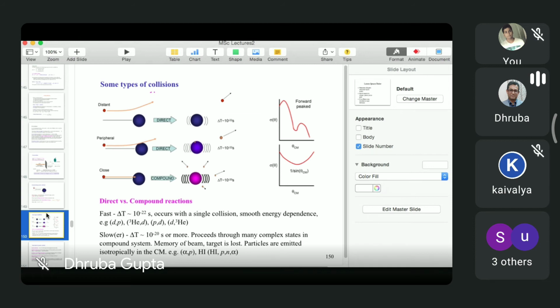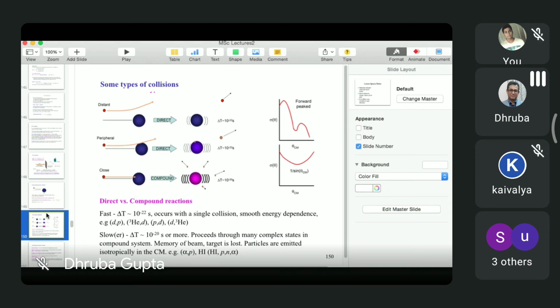But for the direct reaction, that is the upper one, it is forward peaked. It's a very instantaneous process. So it hits and some other particle goes out. I will discuss what types of direct reactions might happen. Forward peaked means that most of the particles are emitted in the forward direction, and in the backward direction only some particles are emitted. So these are the two different types of angular distributions, the cross sections versus the angles.